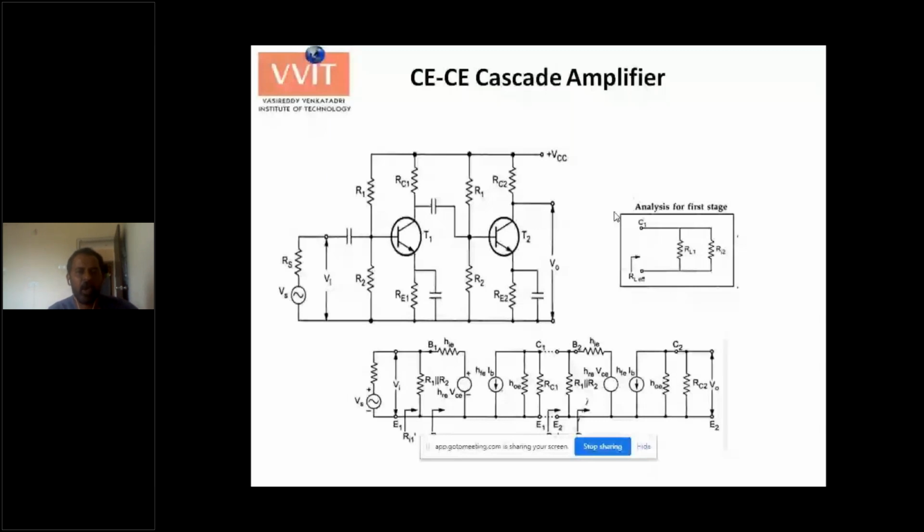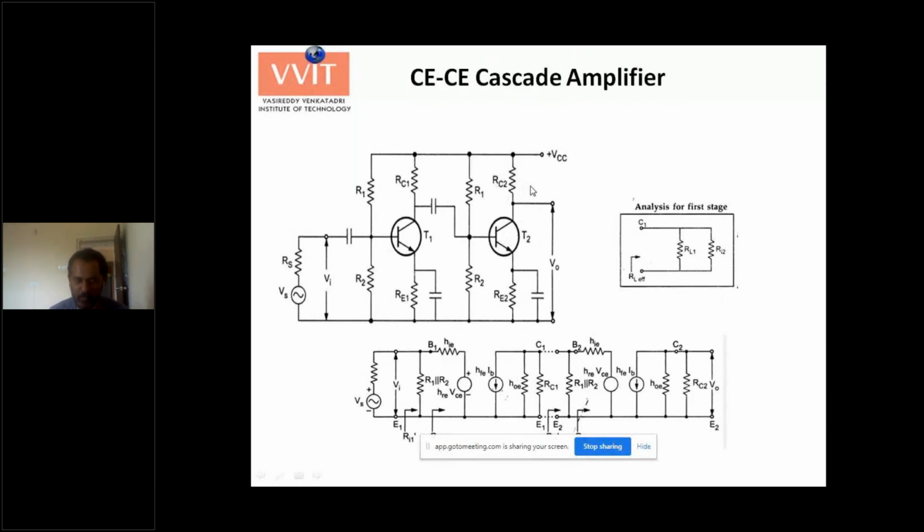Anyhow, let's look at how the analysis is done. I have not given the entire procedure. You can find it in your notebooks. Now, whatever load is connected to the last stage, whatever resistor is connected to the last stage, can be considered the overall load, or this will be the load for the second stage.